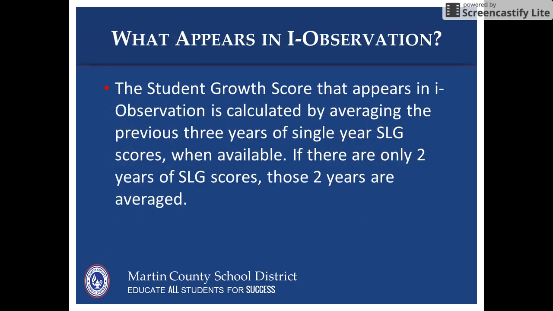The student growth score that appears in iObservation is calculated by averaging the previous 3 years of single-year student learning growth scores when available. If there are only 2 years of scores, those 2 years are averaged.